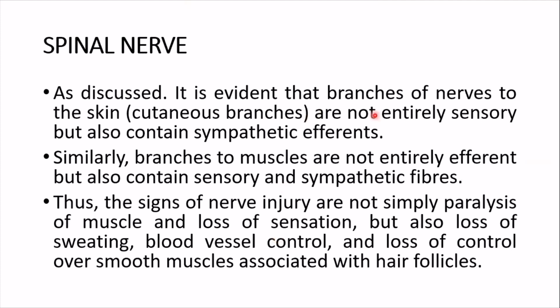It is evident that branches of the nerves to the skin, which are the cutaneous branches, are not entirely sensory, but also contain sympathetic efferents. Similarly, branches to the muscles are not entirely efferent, but also contain sensory and sympathetic fibers. Thus, the signs of nerve injury are not simply paralysis of muscle and loss of sensation, but also loss of sweating, blood vessel control, and loss of control over smooth muscles associated with hair follicles.